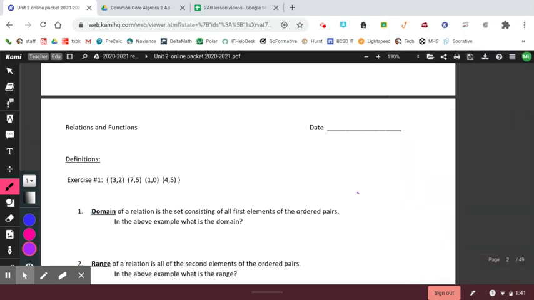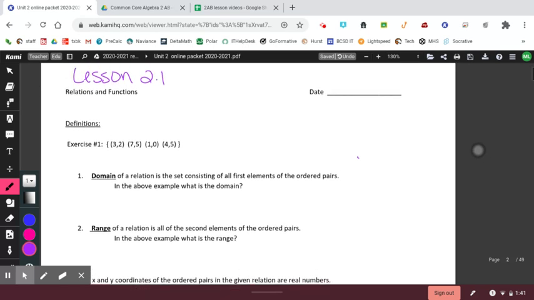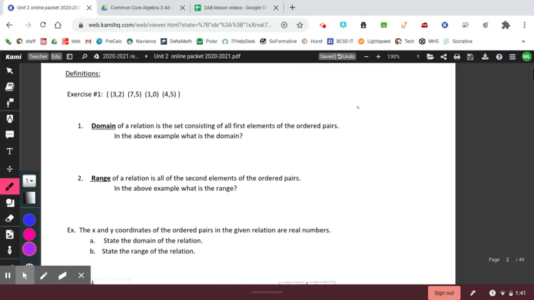All right, we're looking at lesson 2.1, relations and functions. So you've talked about these in the past. We're just going to review some definitions here. We'll come back to this exercise.